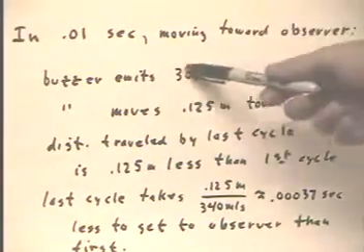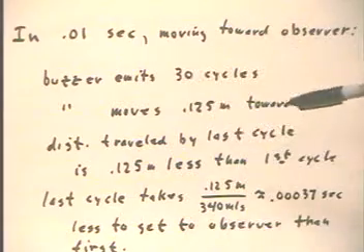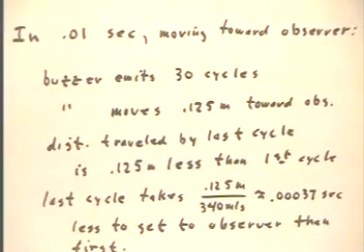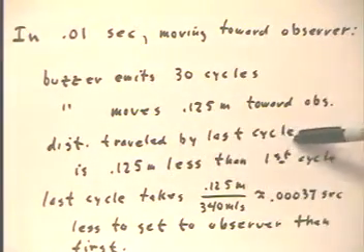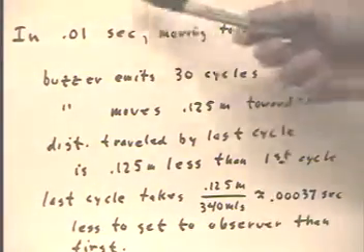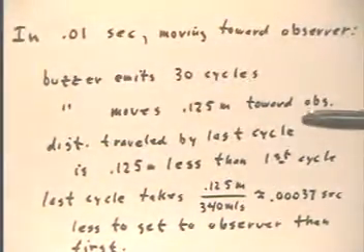That means that the 30 cycles are bunched up into less distance than they would be if the buzzer wasn't moving. Okay? The distance traveled by the last cycle is this much shorter than the distance traveled by the first cycle. Well, that means that the last cycle takes less time to get to the observer than the first cycle.